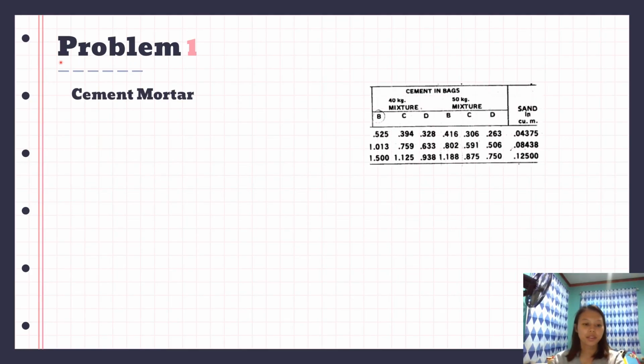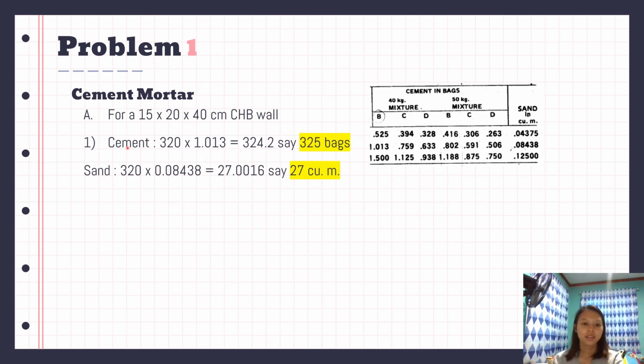In solving for the cement mortar, referring to Table 2-2 using Class B mixture, 40 kilogram cement. For cement, area times its value, 320 times 1.013, which is equal to 325 bags. And for sand, 320 times 0.08438, which is equal to 27 cubic meters.